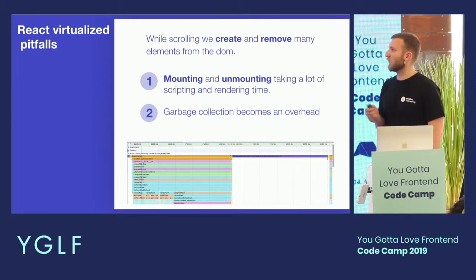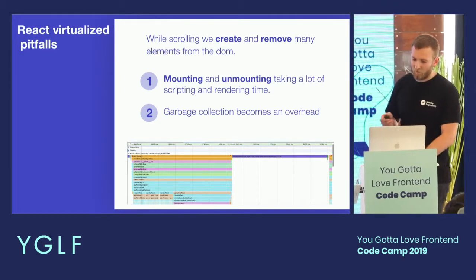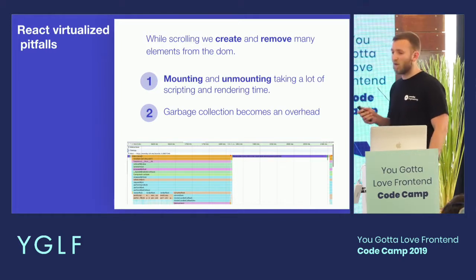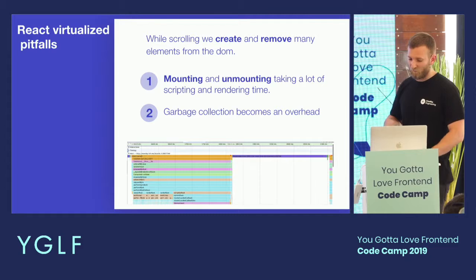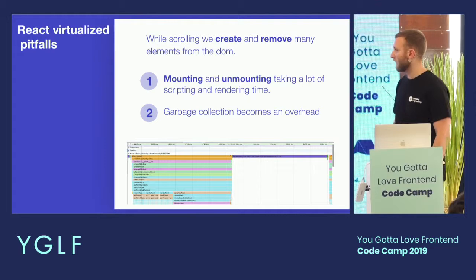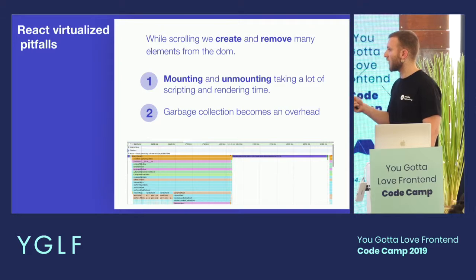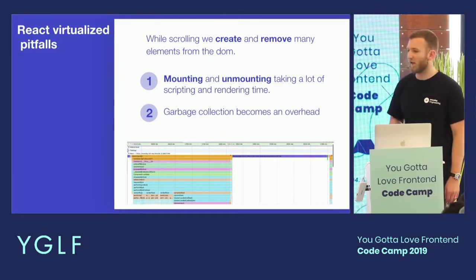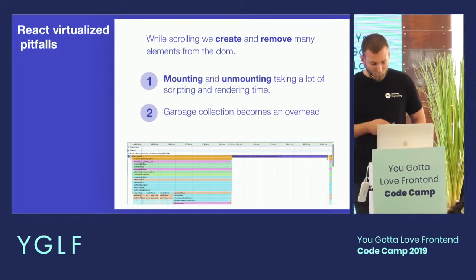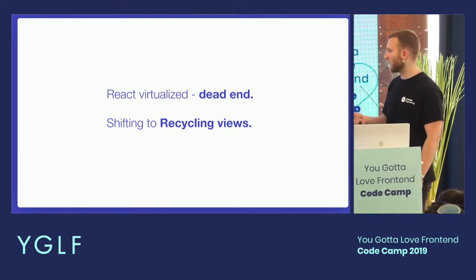So we dove into React Virtualized, and we found some pitfalls. We saw that the major part we need to solve is that while scrolling, as we said, we create and remove a lot of elements all the time. We saw that mounting and unmounting is very hard for the browser to do. The scripting and the rendering took a lot of time. And in addition, because we are removing elements from the DOM all the time, the garbage collection has to work a lot, and it can also cause a memory leak. So we understood that React Virtualized was a dead end, and we needed to shift to something else.